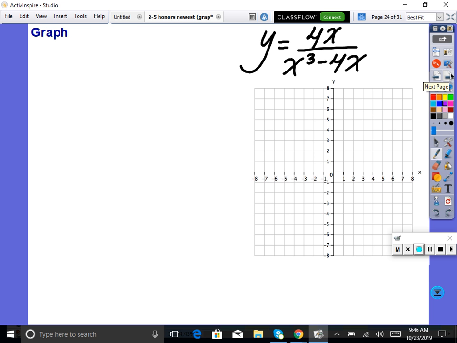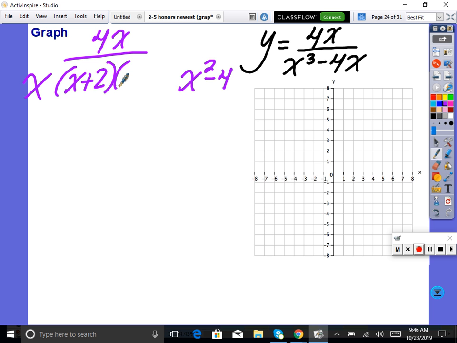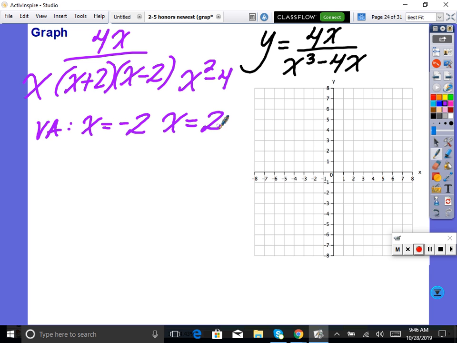So first step is to factor the top, factor the bottom. On top I have 4x. On bottom I pull out an x, and then wouldn't it be x squared minus 4? So that factors to be x plus 2, x minus 2. Okay, great. So my vertical asymptotes are at x equals -2 and x equals 2, right, everyone? So I go to -2 and put in my vertical asymptote. I go to 2 and put in my vertical asymptote.